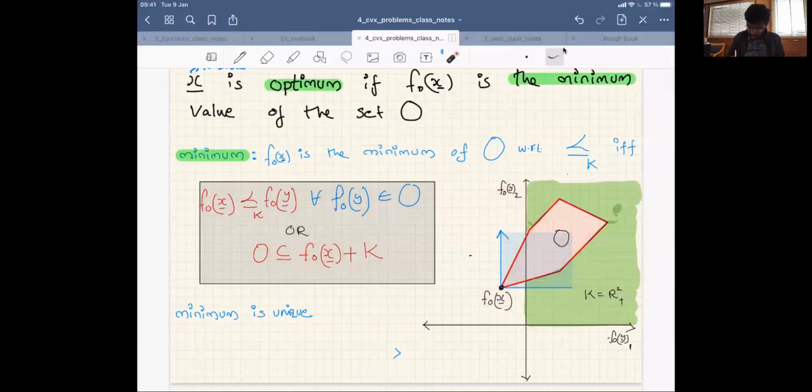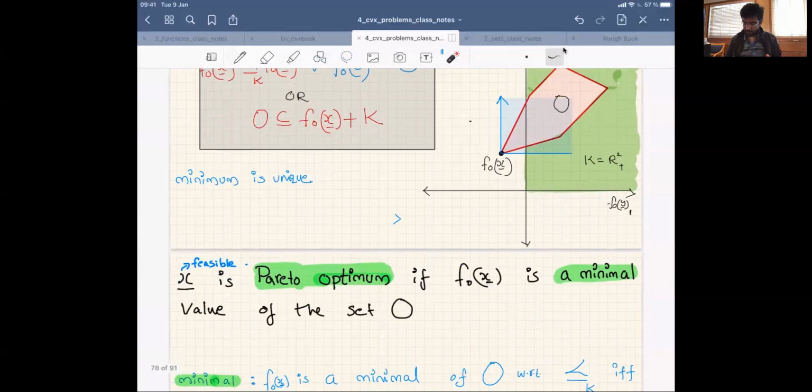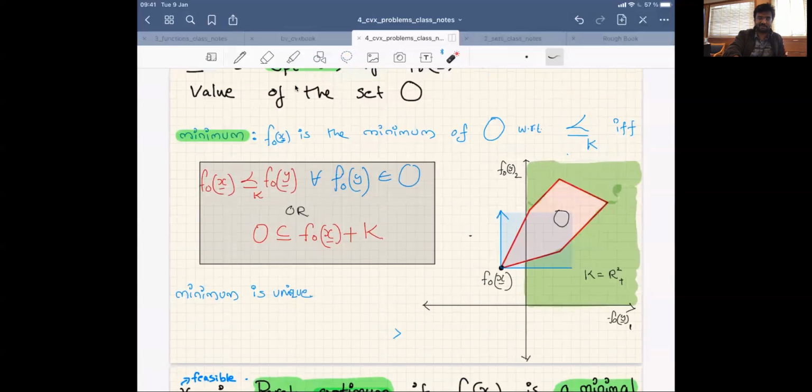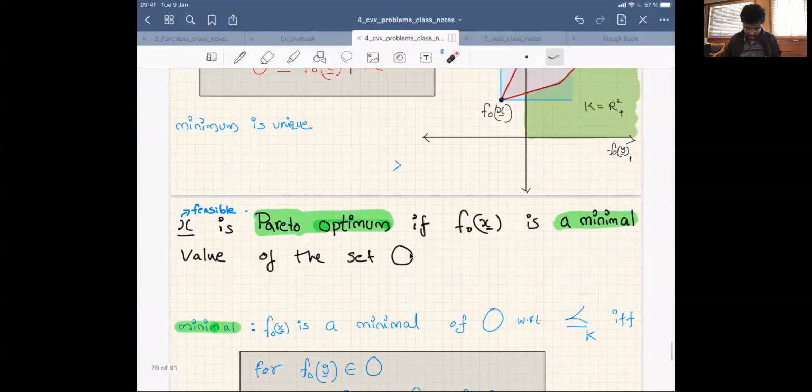In other ways, if you pick this, then you can show that f0(x) is less than this point with respect to this cone. That cannot happen if you say that f0(x) is a minimum. So this is minimum. That means it's lesser than all other points in the set. Now you can see that the minimum is unique. Only one minimum can happen. This we already saw, but it is a very important concept.